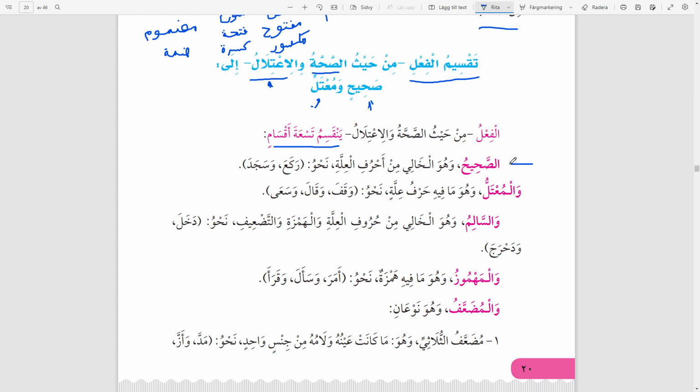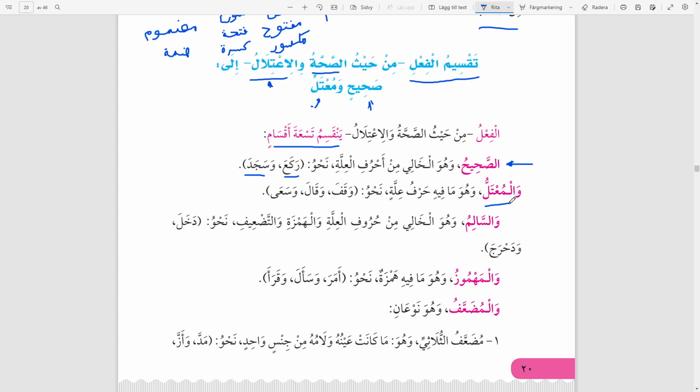First of all, it is the correct one. So the correct verb is the verb that has no flawed letters. That makes more sense than saying sickness letters or something like that. So flawed letters are basically vowels. So you have, for example, these are correct ones: ركع, سجد, made ركوع, سجود.